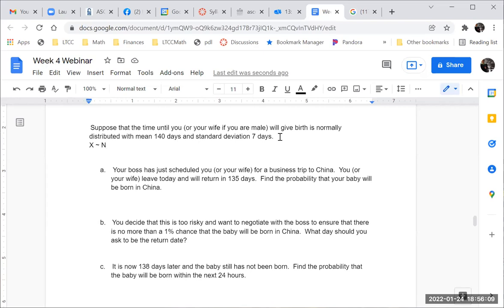N doesn't stand for sample. That's not the first letter of the word sample. Not number. Normal. There we go. Normal. This week is all about normal distribution. And then I'm going to put in 140. That's the mean, comma 7 for the standard deviation. Okay, so if I say write down the distribution, this is what you're writing. Any questions on that so far?